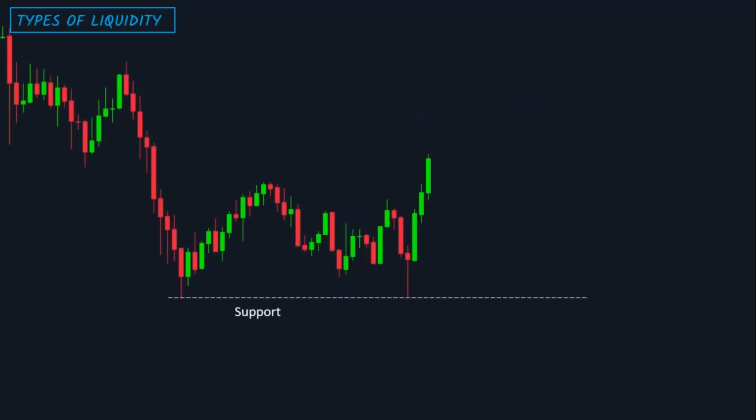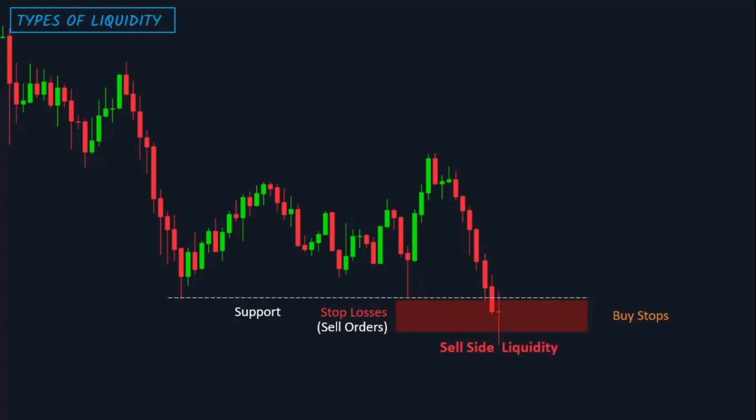On the other hand, sell-side liquidity sits below support levels or swing lows. This is where buyers place their stop losses to protect their long positions. Once triggered, these stops become sell orders. They also include sell stop orders placed by breakout traders waiting for a breakdown below support. Together, these stop losses and sell stops create a dense pocket of sell orders below key lows, forming the sell-side liquidity, which smart money can use to fill large buy positions at discounted prices.